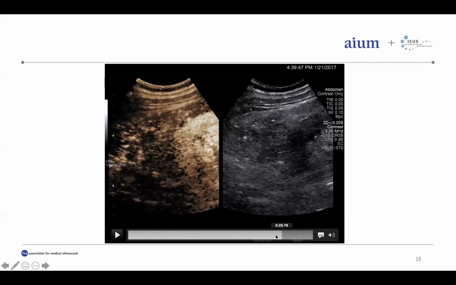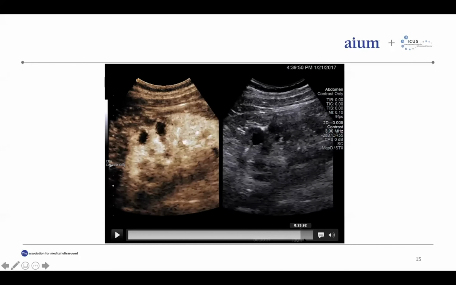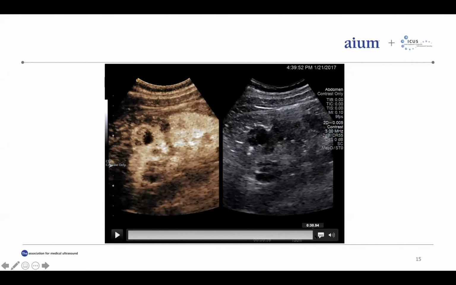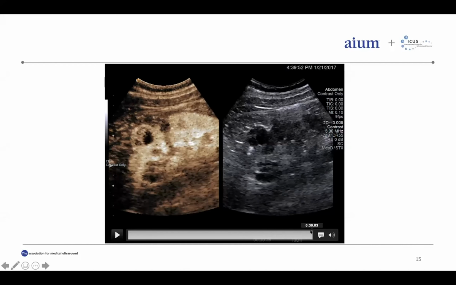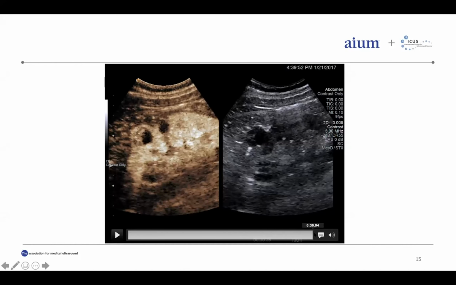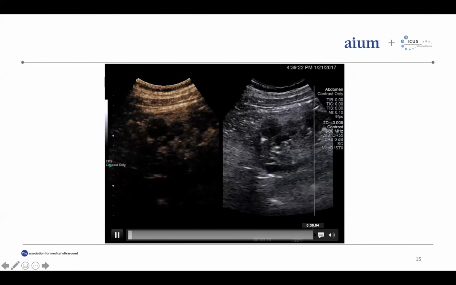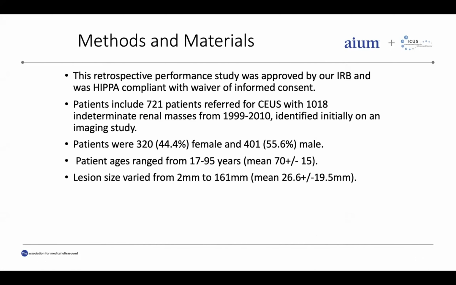And as we pan through the lesion, there are areas that are solid. So this is clearly a cystic renal cell carcinoma. You'll notice that the lesion just to the right of that shows no enhancement and is a benign cyst, which we don't see very well on the B-mode imaging.